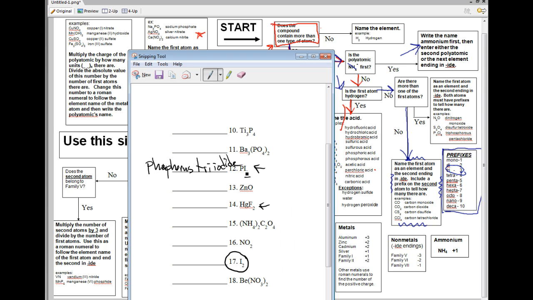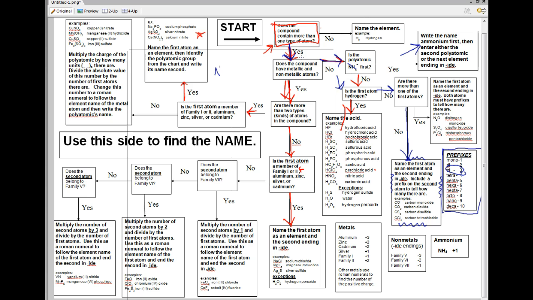All right, number 14 says HgF2. So let's look at our rules. The compound does have more than one atom, so I'm going to move down. Does the compound have metallic and non-metallic? Mercury is a metal, fluorine is a non-metal, so yes. Are there more than 2 types of atoms? The answer to that is no. There are only 2. Now, we're down here, which is new to us.